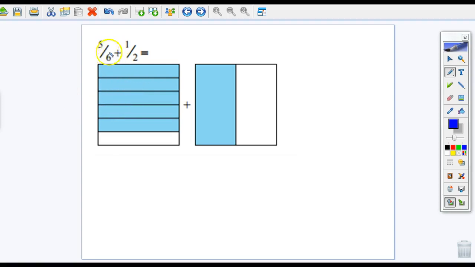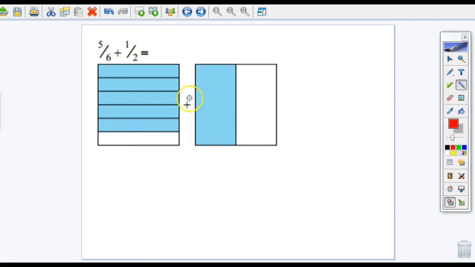All right. So here we have a problem. We have 5/6 plus 1/2. And if you notice, my pictures don't look the same. So that makes it a problem, right? I can't just add them. So the easiest way to do this when we have this picture is to bring this representation on top of this one, and then we have the combination of the two.